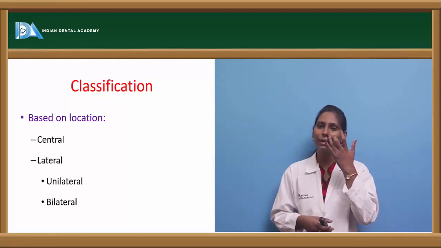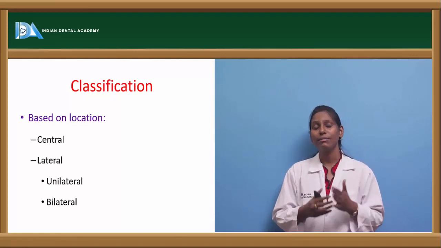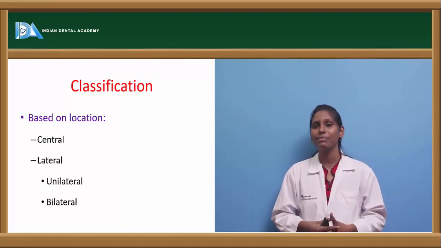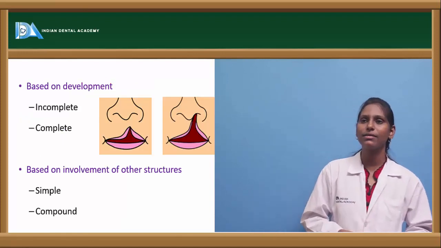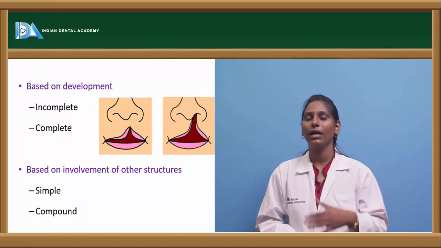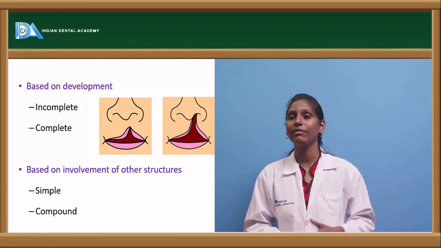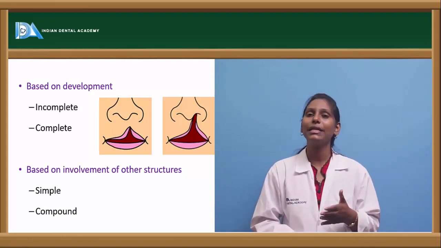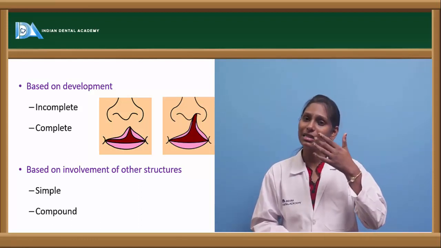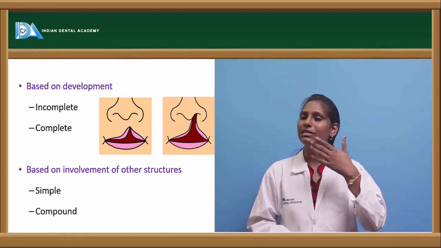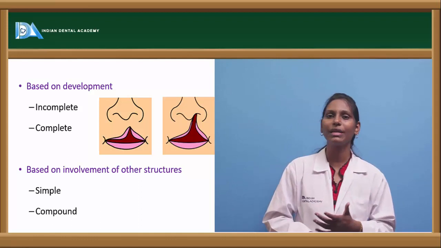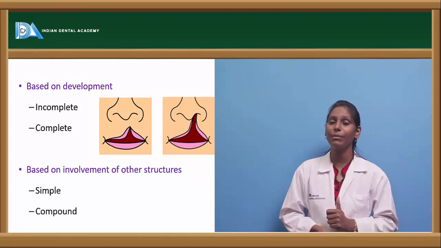In case of lateral, it will be seen on one side. Sometimes these lateral cleft lips can be bilateral or unilateral based upon their occurrence. This picture shows that, based upon the development, we have complete and incomplete. Complete is where the cleft is extending till the nasal process, and incomplete is only till the philtrum of the lip, based upon the development of the cleft.